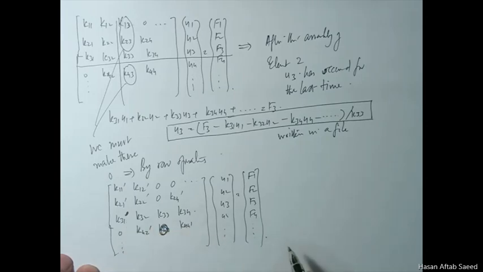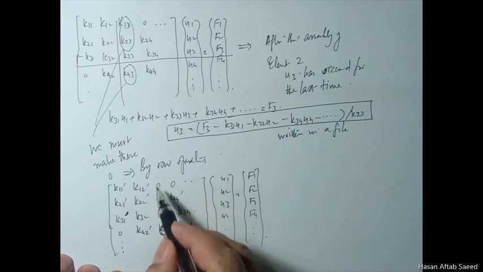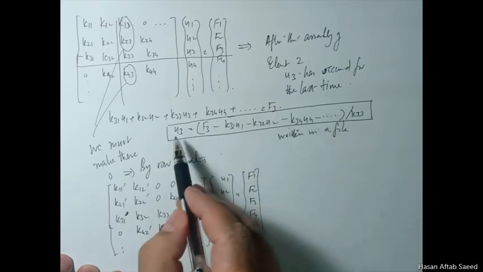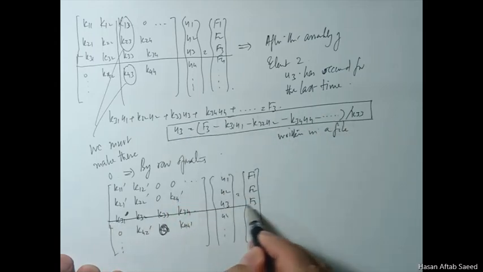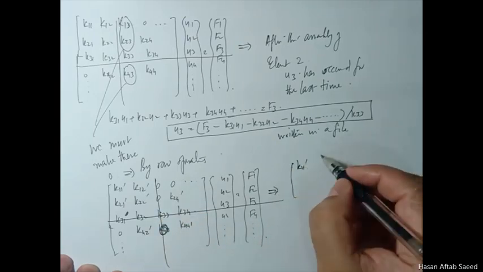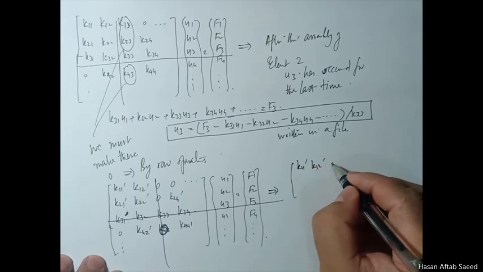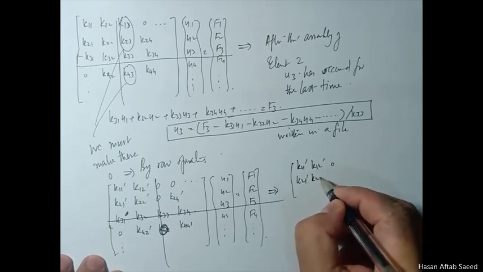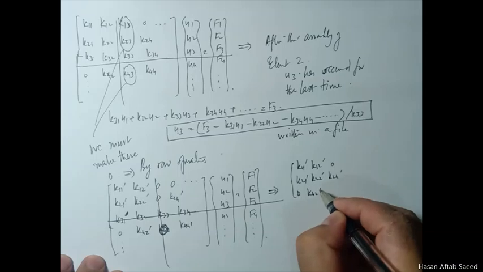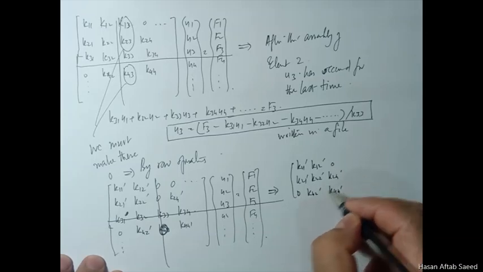Now at this stage there's no difficulty in removing this and removing this, because these are all zeros multiplying something, so it doesn't matter. These are values, yes, but for u3 you already have all this information here. So now you remove this and you remove this, and what you get is k11, k12 prime 0, k21 prime, k22 prime, k24 prime 0, k42 prime, k44 prime.